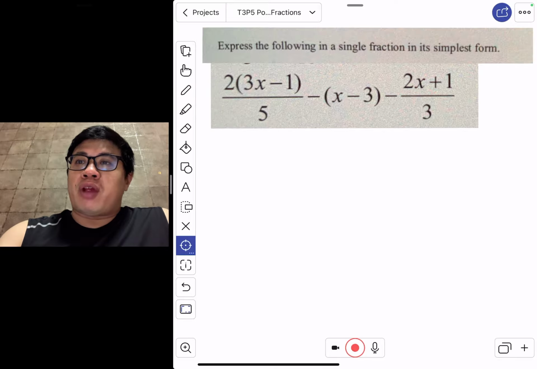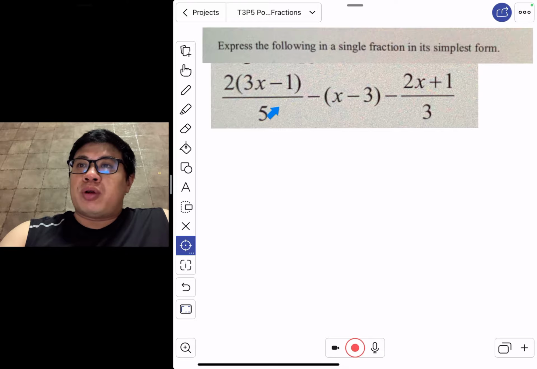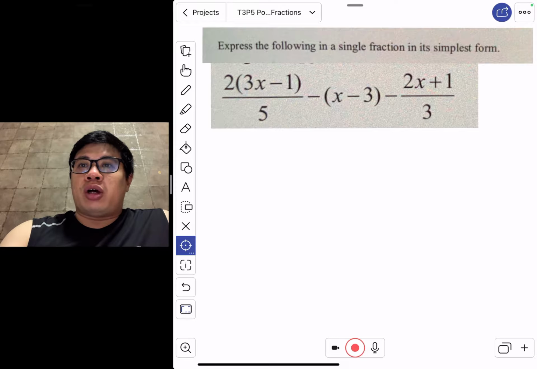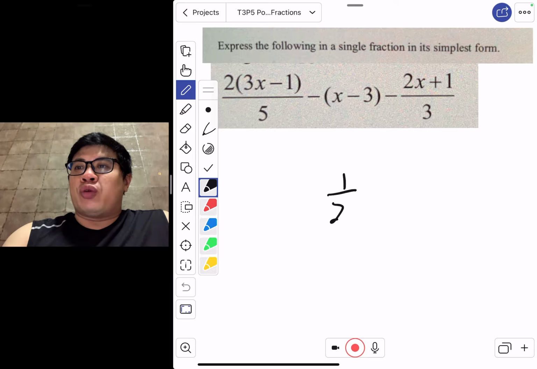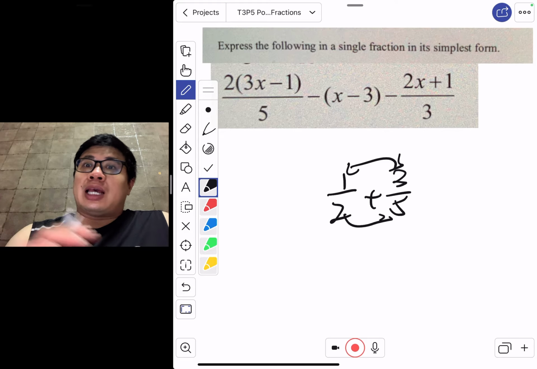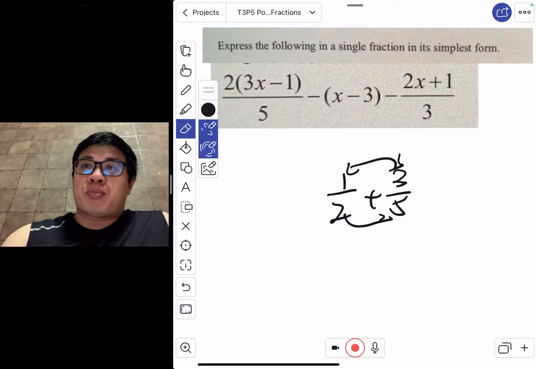When adding fractions, you have to observe the proper rules. We cannot just add numerator to numerator like that. Just like we cannot just anyhow add 1 over 2 and 3 over 5. It's not just equal to 1 plus 3. It doesn't work like that. The denominator has to be the same in order for you to add. I do believe you learned this in primary school.